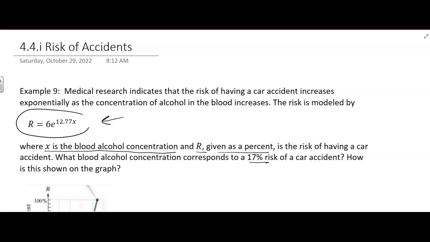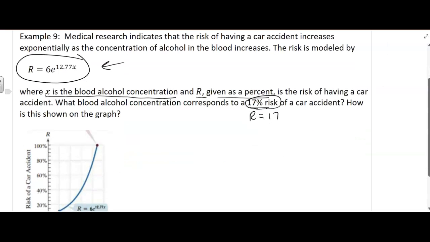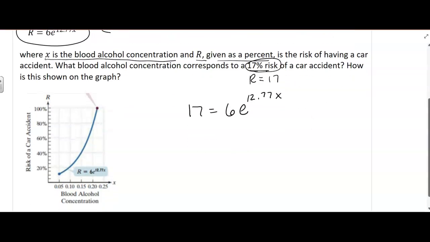Okay, so here's the model. And we know the risk, right? We know the R. So the R is 17. Okay, so I've got to keep that in mind. So there's my model, and I'm going to put 17 equals 6 e to the 12.77x. And I want to solve for x. Now, if you don't like writing it that way, you could put it the other way. So you could put 6 e to the 12.77x equals 17. That would be okay. You don't have to do that, but I'm going to.